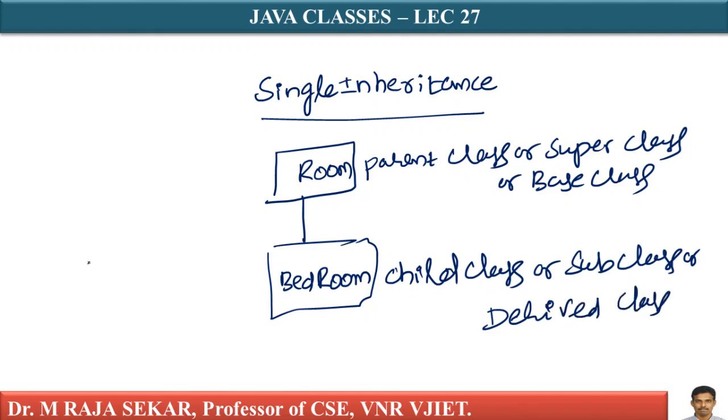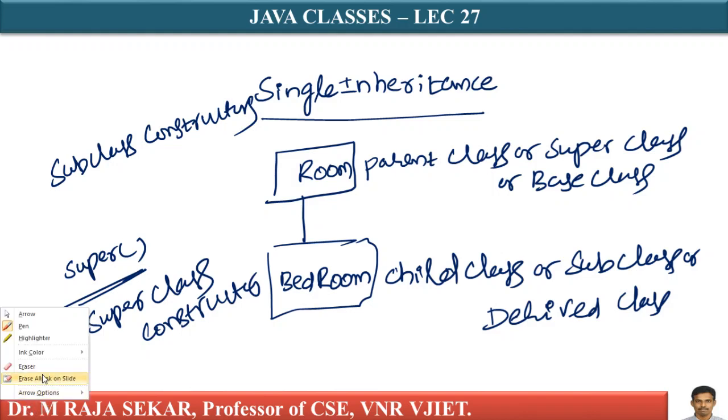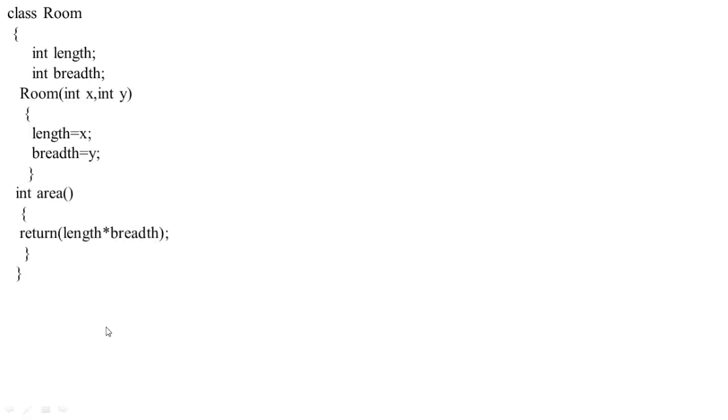In this lecture, I will try to explain a method known as the super method. We will also try to understand the superclass constructor as well as the subclass constructor. We will try to understand these concepts with the help of a simple Java program. Just see this simple program. What does it say? I have a class. What is my class name? My class name is room.